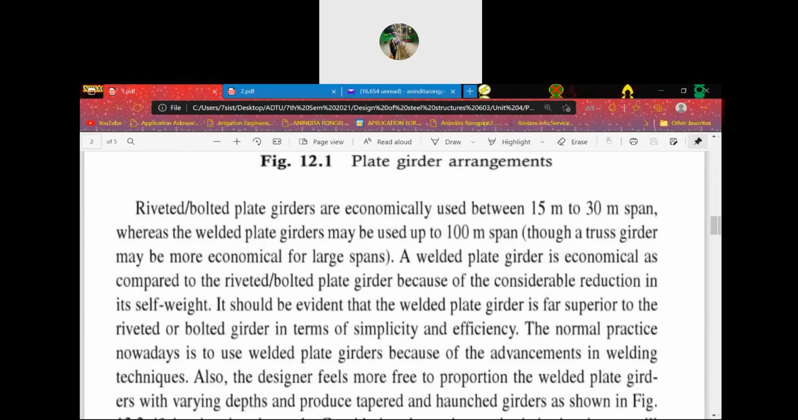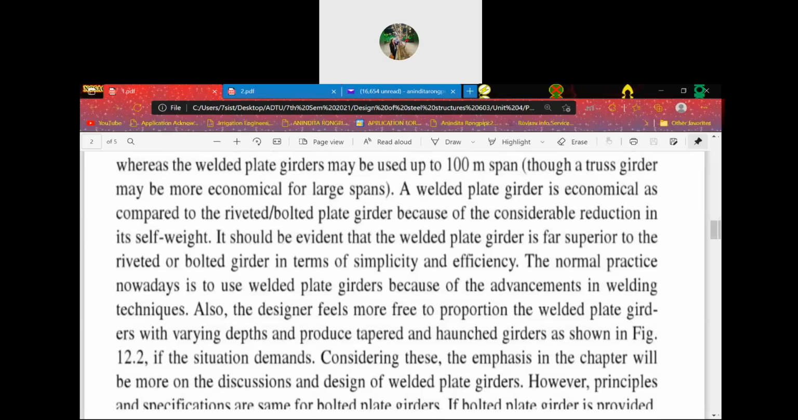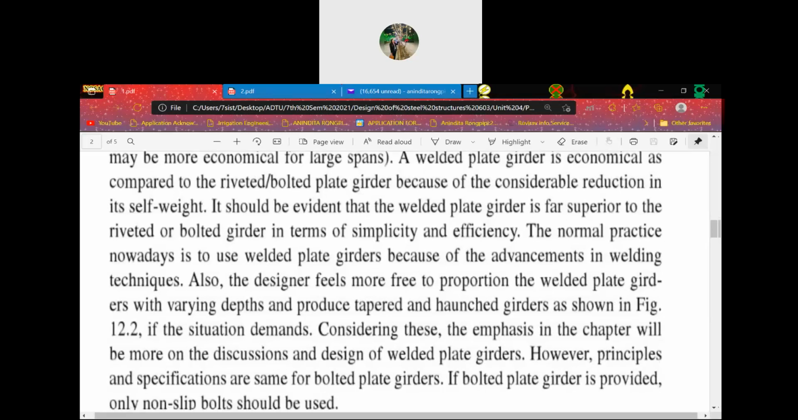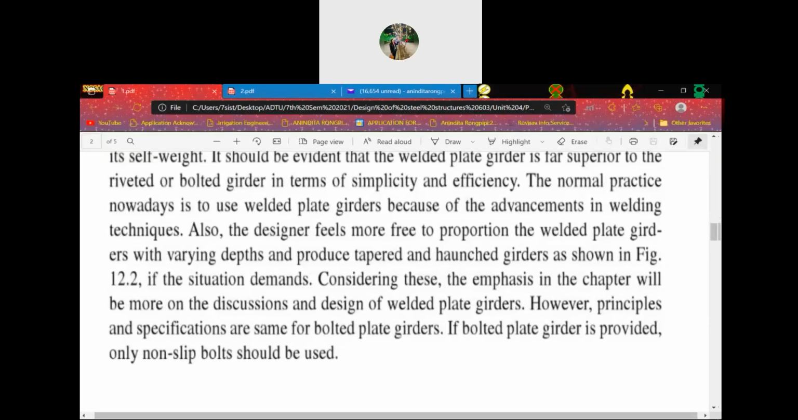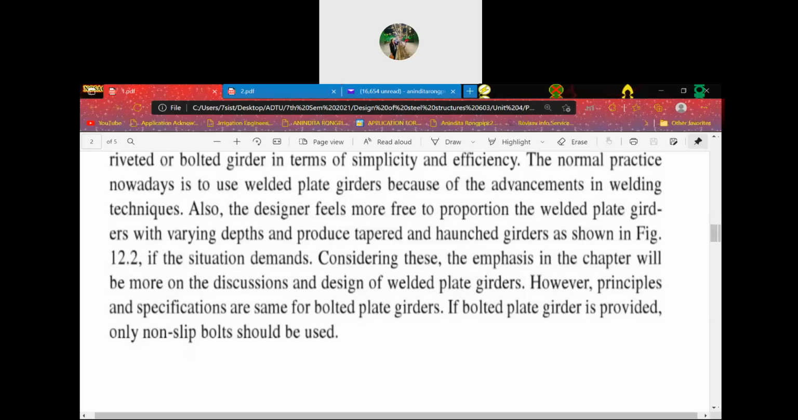The normal practice nowadays is to use welded plate girders because of the advancements in welding techniques. Also, the designer feels more free to proportion the welded plate girders with varying depths and produce tapered and haunch girders, which is shown in figure 12.2, only if the situation demands. Considering this, the emphasis in this chapter will be on the discussion and design of welded plate girders. The principles and specifications are the same for bolted plate girders, and if a bolted plate girder is provided, then only non-slip bolts should be used.